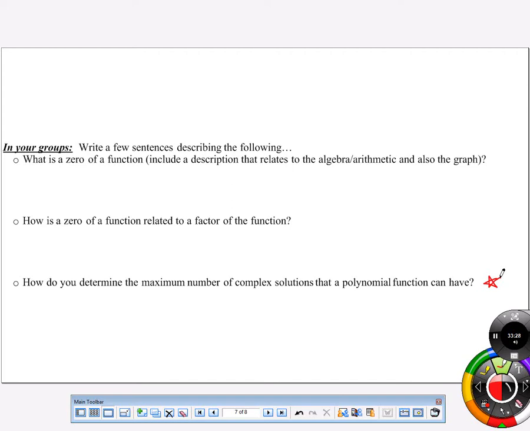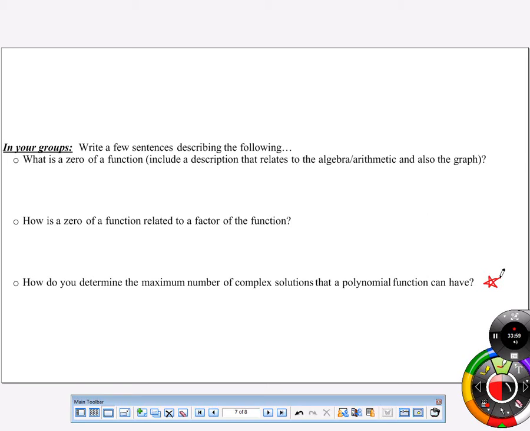So the maximum number of complex solutions. So let's say you have a cubic. What's the maximum number of solutions, period, the cubic can have? 3. Complex solutions, do they ever come alone? No, they always come in like those conjugate pairs, okay? So how would you figure out what the maximum number of complex solutions of something is? Take the number of solutions that is available, divide by 2. Okay, so he says take the number of solutions available and divide it by 2.